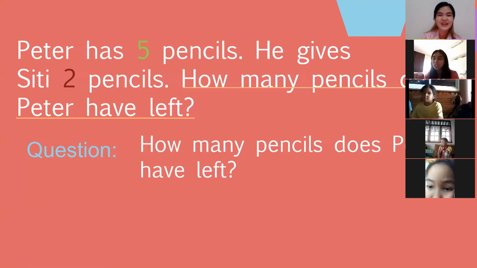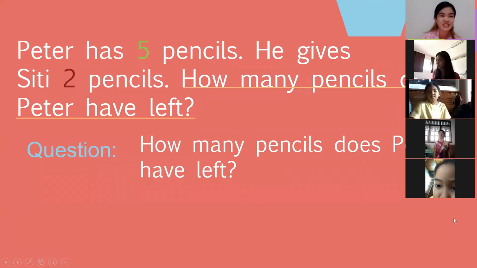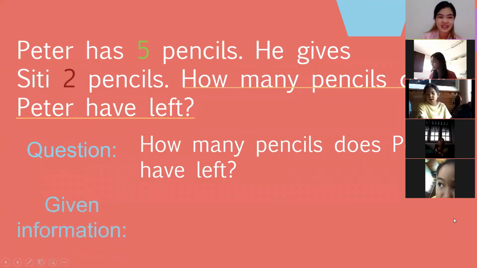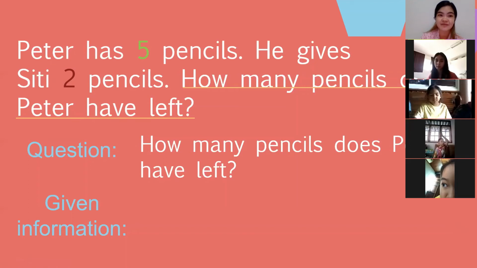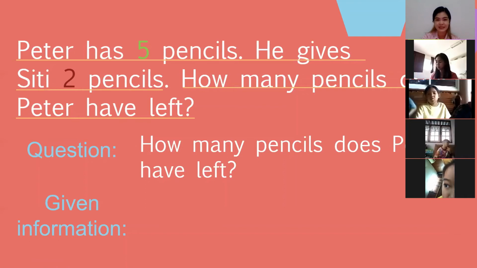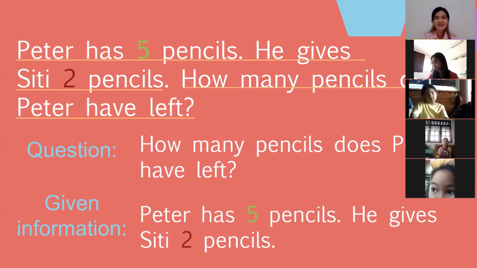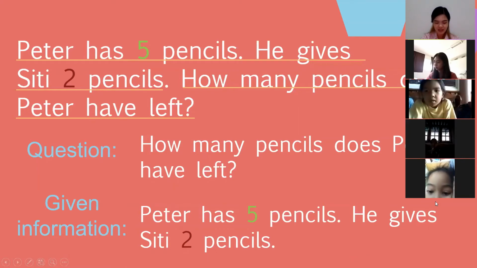Okay, so that is the question. So we need to understand the question first. And then next, we're going to write the given information. So what is the given information? So Peter has 5 pencils. He gives City 2 pencils. So we're going to write the given information. Okay, so Peter has 5 pencils. He gives City 2 pencils. Okay, did you understand?